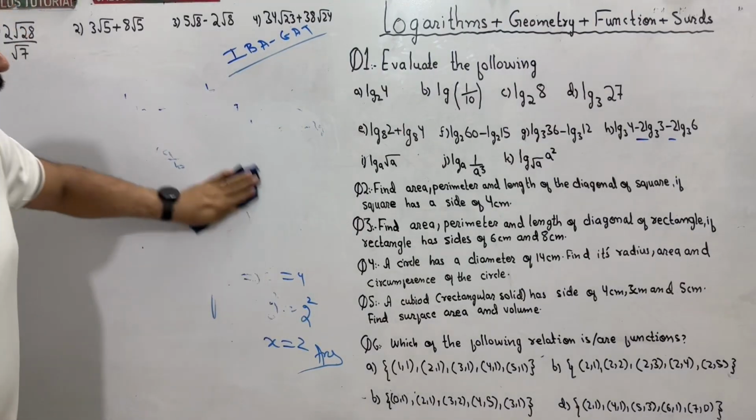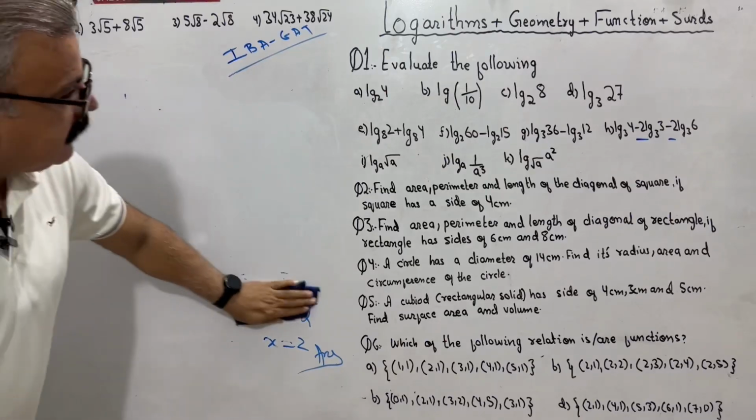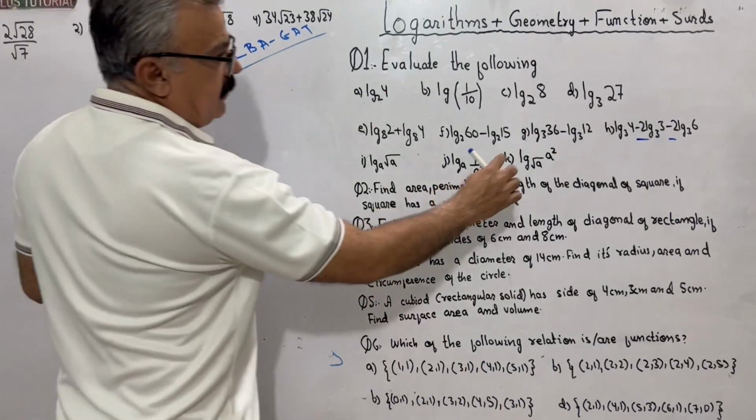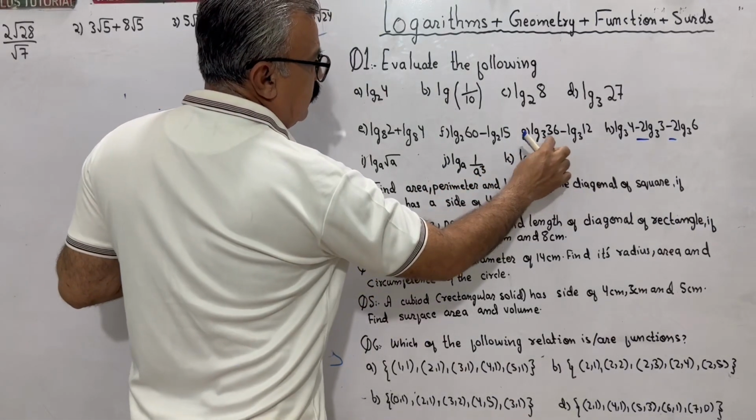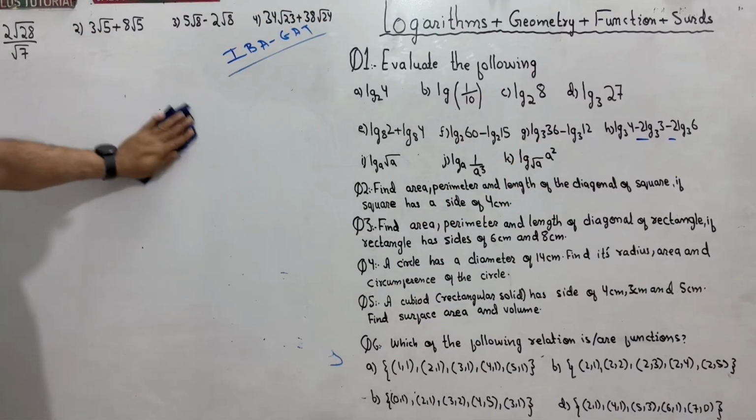Our next question is: 36 divided by 12, 4 log 3. You can solve it on your own. I am solving it for you.